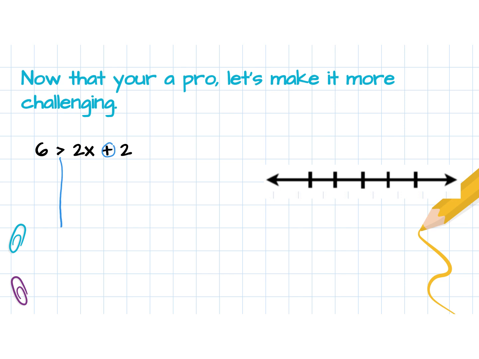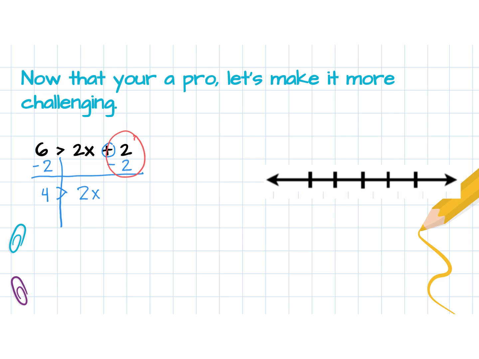So how do we get rid of the +2? Well, we get rid of the +2 by subtracting 2. So let's subtract 2 and subtract 2. All right. When we subtract 2, this ends up being a 0 pair. Perfect. That's exactly what we want. Or is it? 6 minus 2 is going to give us 4, and that is going to be greater than or equal to 2x.